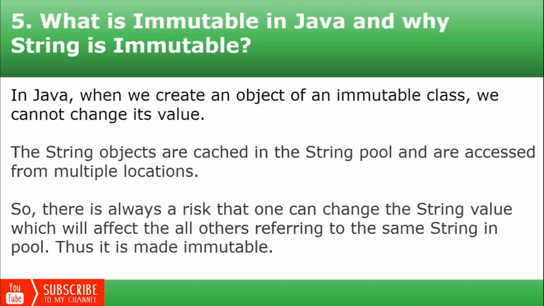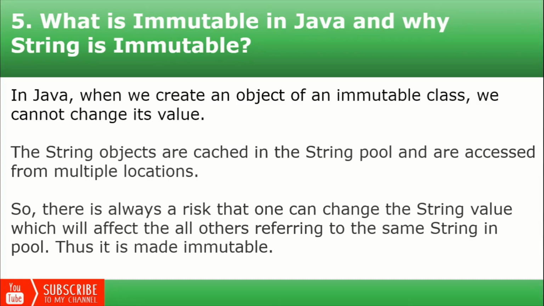String objects are actually cached in the string pool and can be accessed from multiple locations. So there is always a risk that one can change the string value, which will affect the others referring to the same string. There is a pool of strings where one string literal is there, and it is possible that multiple references are pointing to that specific string literal. If one of them is able to change it, that will also impact the other references pointing to it. Due to that reason, String was made immutable.